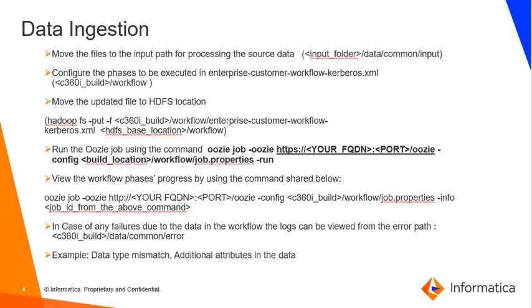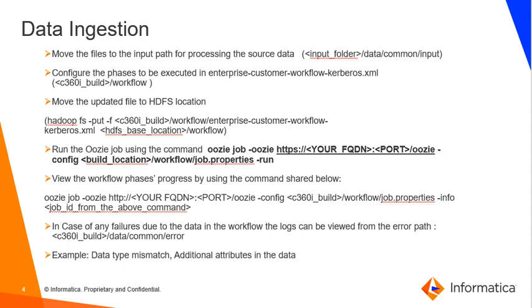And in case of any failures, when you view the workflow status or the progress, it can be viewed in the common error path, where the details would be available on why the data or the row failed. Some of the examples due to which the source data fails are a data type mismatch. Say, for example, if we are expecting an integer value and we are getting a string, then that data is considered as invalid data and it will be moved into the error path.